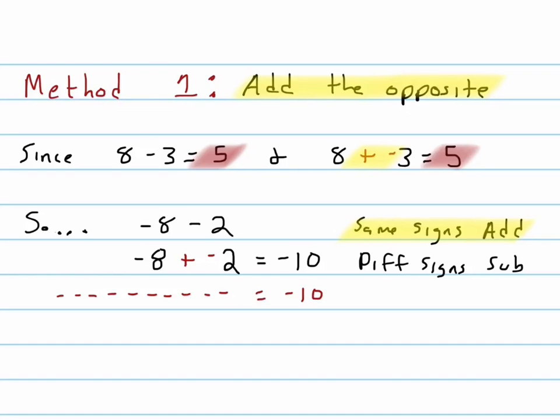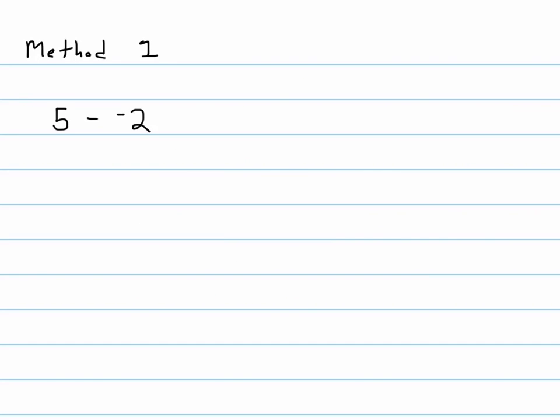Alright, let's look at another problem. 5 minus negative 2. Alright, so what do we do? We recopy and add the opposite. So 5, add the opposite. So this minus becomes plus, and that becomes a positive 2. You could write a little positive 2. You don't have to, though. You could just write 2.